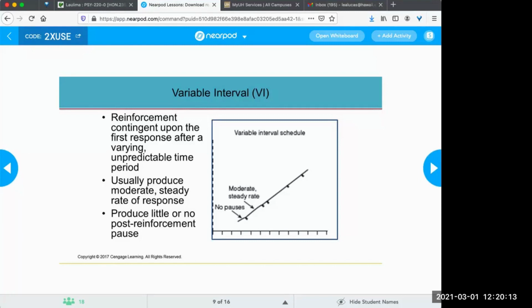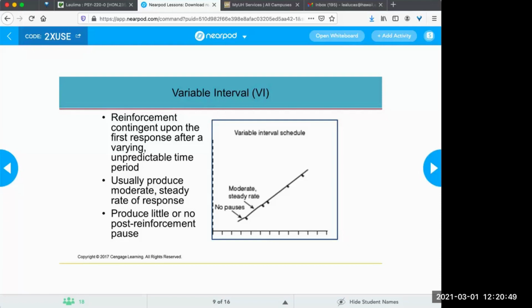Variable ratio has the most rewarding and consistent response rate. So oftentimes we want to use a variable ratio, but variable interval produces moderate and steady responses as well. An example of a variable interval schedule would be fishing, where you go to a body of water. There has been evidence that in this body of water there are fish, which would be the reward, that thing that we want.